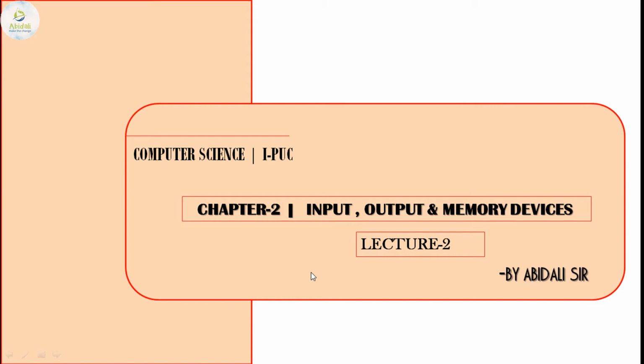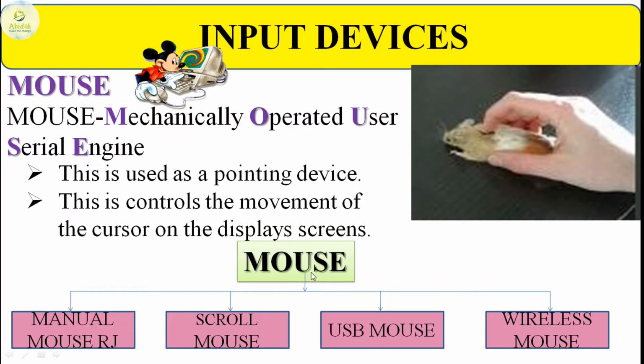So in this lecture number 2 we'll be discussing the next input device, which is also called the pointing device. That's nothing but the mouse. In the last class we explored the standard, full form and its classification. Taking a recap of the last class, we will move ahead and explore the different kinds of mouse we have.